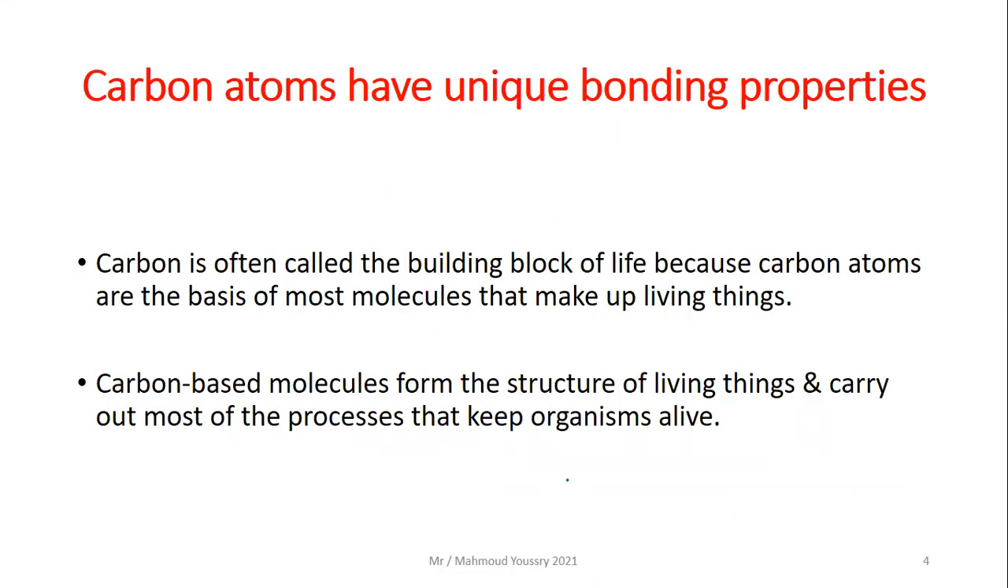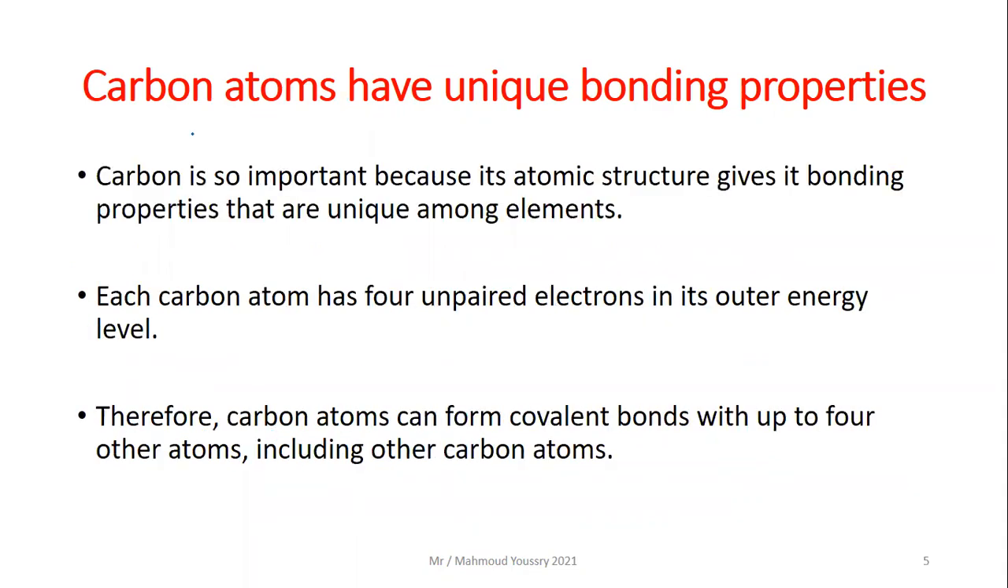So what's special about carbon? Carbon is often called the building block of life because carbon atoms are the basis of most molecules that make up living things. Carbon-based molecules form the structure of living things and carry most of the processes that keep organisms alive. Carbon atoms have unique bonding properties. Why? Carbon is so important because of its atomic structure. It gives carbon atoms bonding properties that are unique among elements because each carbon atom has 4 unpaired electrons on its outermost energy level.